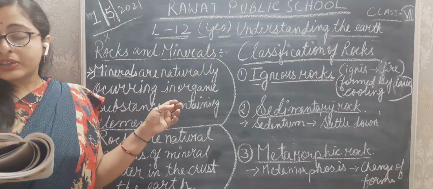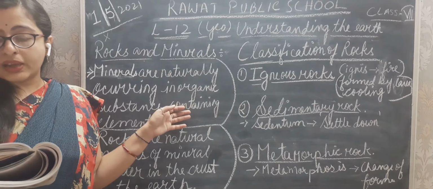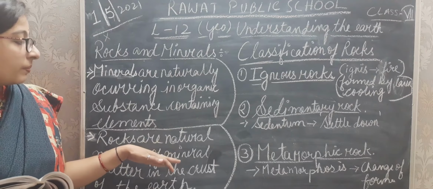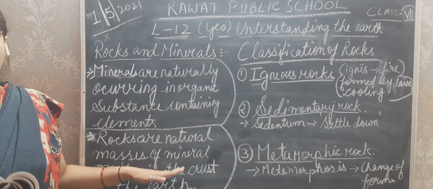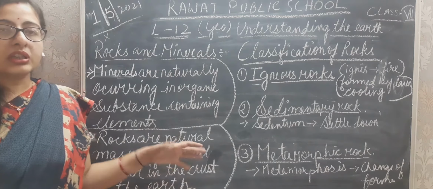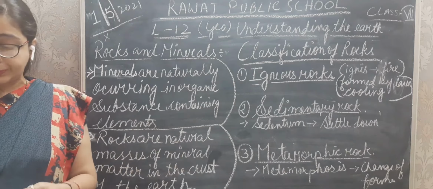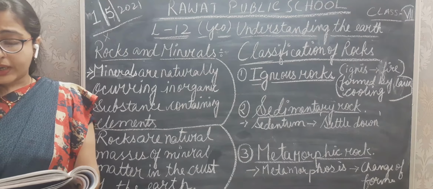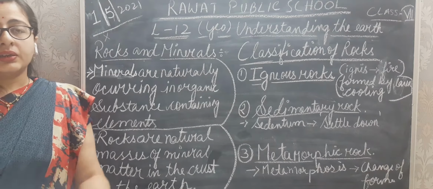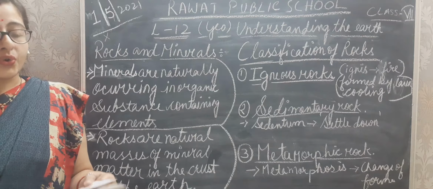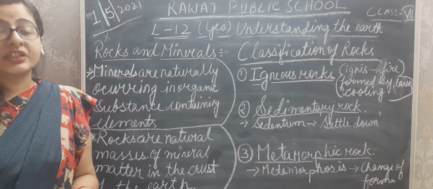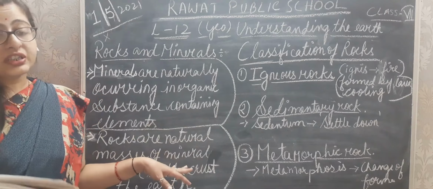Now, rocks are natural masses of mineral matter in the crust of the earth. Rocks are composed of one or more minerals. It's not that they are formed of only one mineral; they are composed of different types of minerals. Granite and diamond, as well as loose particles such as clay and mud, can also form rocks. Rocks can have different colors, different sizes, and different textures also.